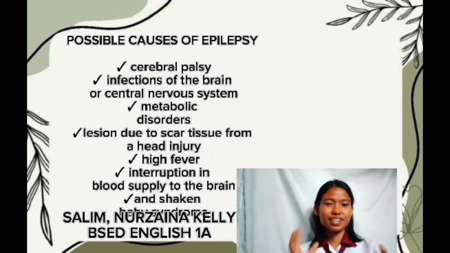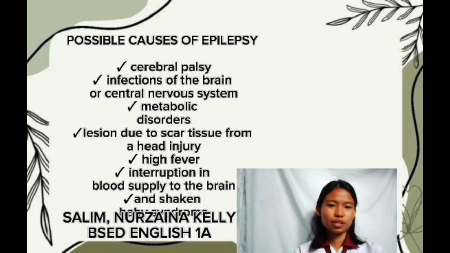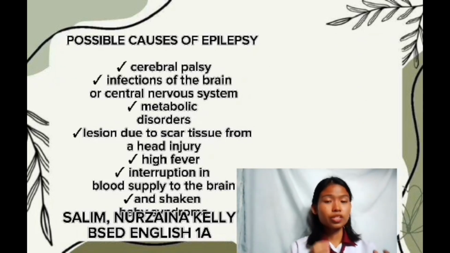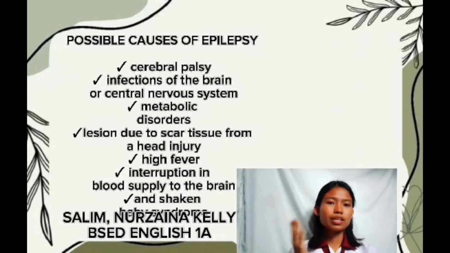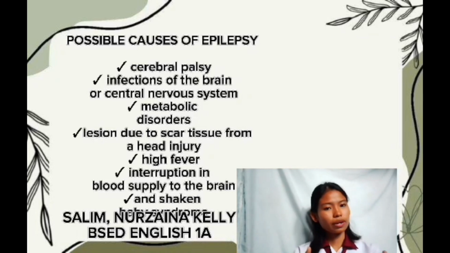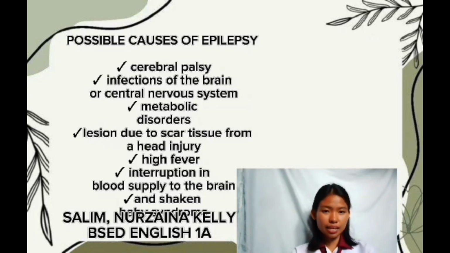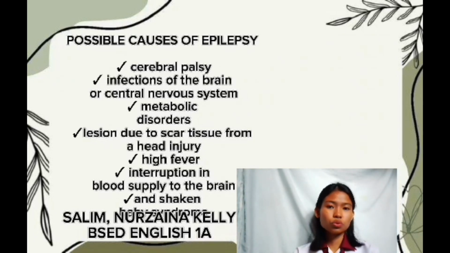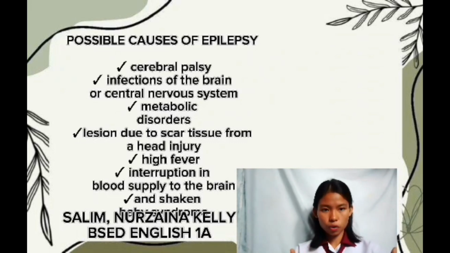Next is the shaken baby syndrome. Shaken baby syndrome is a serious form of child abuse resulting from violently shaking a baby or a toddler. This causes brain damage due to bleeding and swelling. Symptoms may include irritability, breathing problems, vomiting, and seizures. Shaken baby syndrome can lead to lifelong disabilities or death.